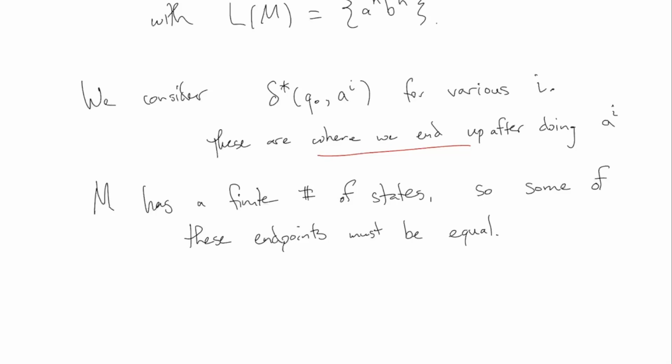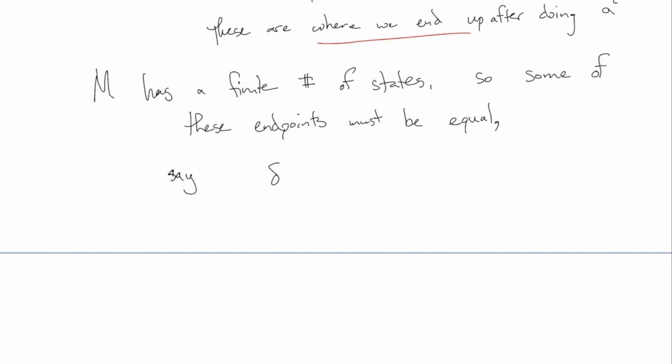Because a DFA, that puts the F in DFA. A DFA has finitely many states. So some of these endpoints must be equal. So let's say there's some situation that must arise where this equals this, right? Where you end up after doing I A's must be the same as where you end up after doing J A's for two different numbers, I not equal J, right? There has to be some situation where you end up at the same place after doing different numbers of A's, all right?